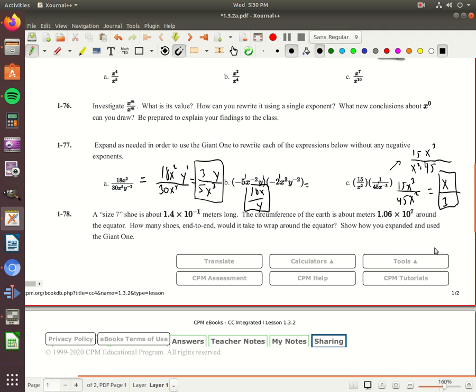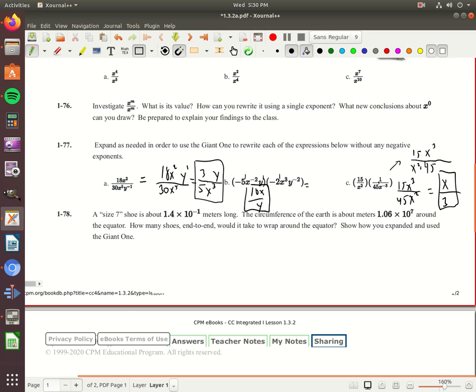So not too bad if you go step by step, but a lot going on for sure on these. All right, let's go ahead and answer this. I'm definitely going to want a calculator to help me a little bit here.